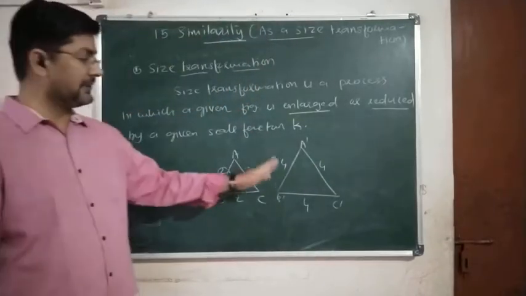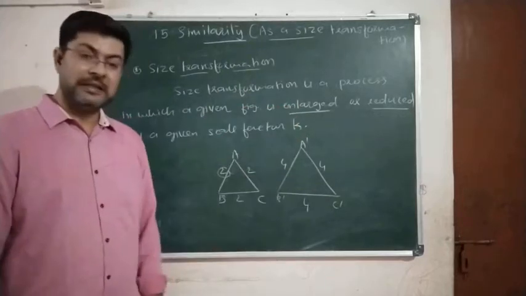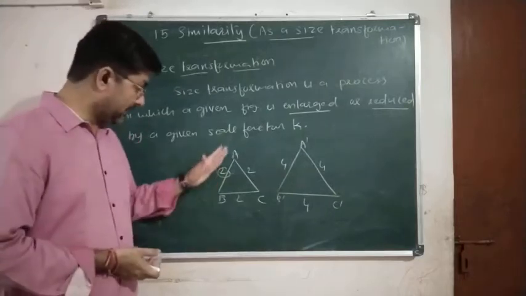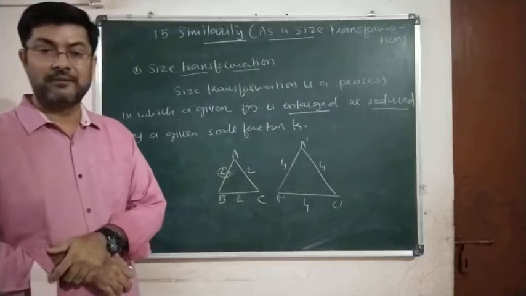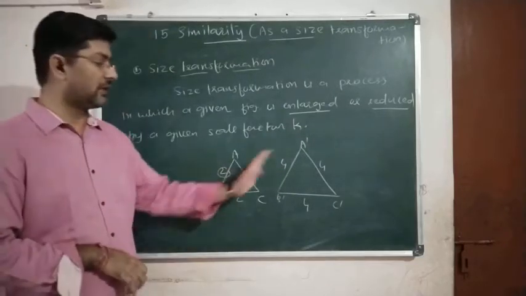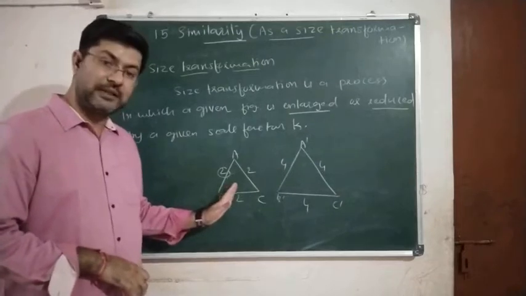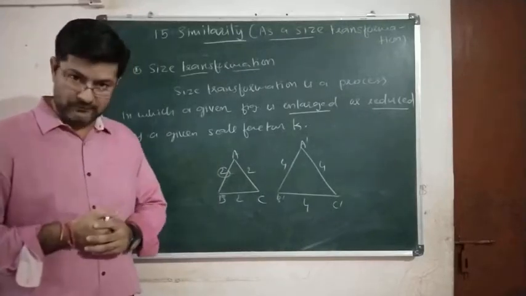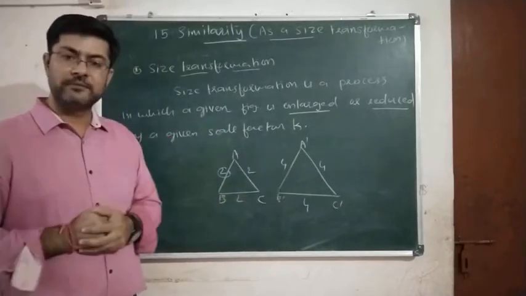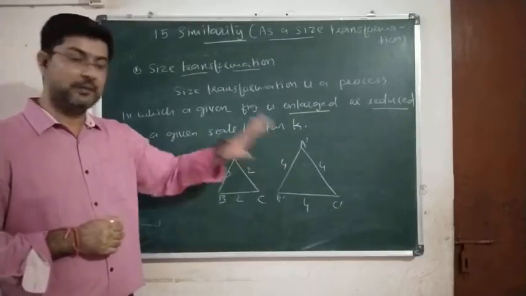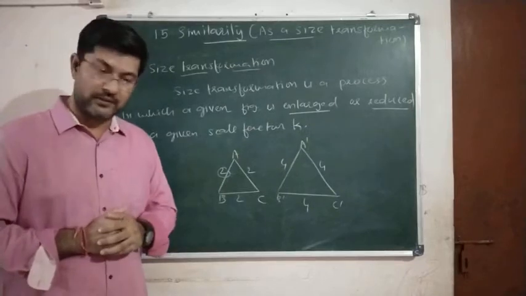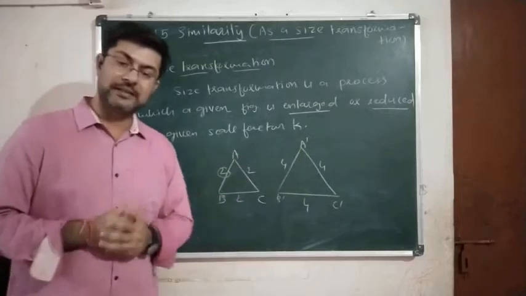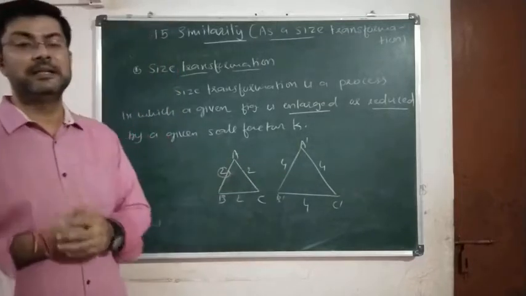Clear? So you will notice that each side in the new figure A dash, B dash, C dash is enlarged by 2. If you multiply each side by 2, then you will get a new figure having each side 4 units. Clear? So this is called enlargement. We are getting a figure of the same shape, but size bigger than the original one. To this figure we will call it the image, and the original is called the pre-image or object figure. So triangle ABC is the pre-image or object figure, while A dash, B dash, C dash is called the image of triangle ABC.